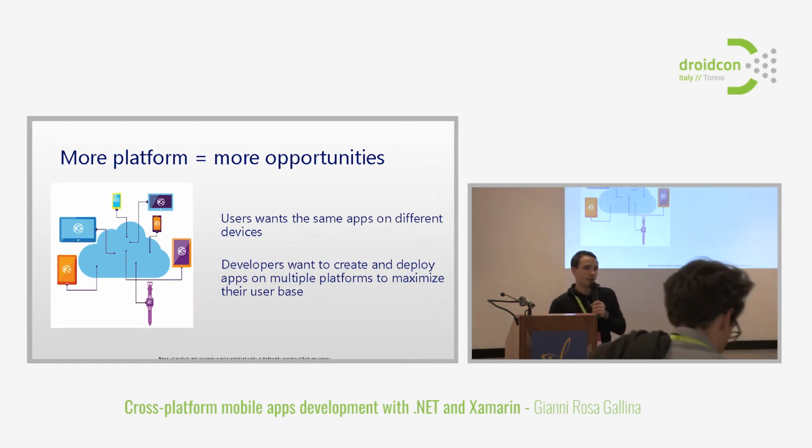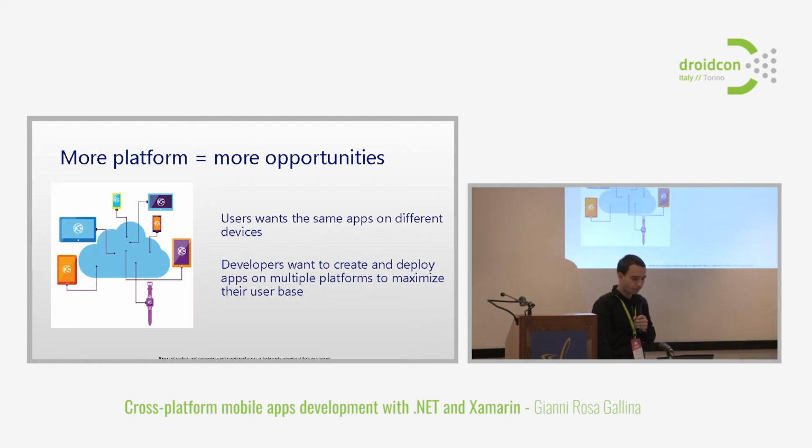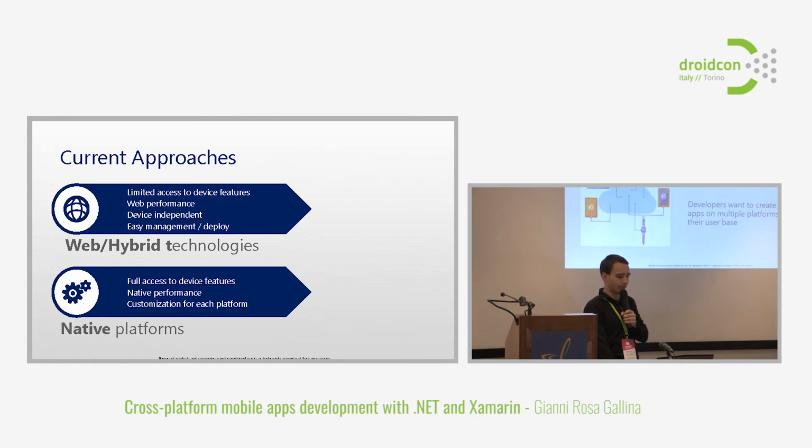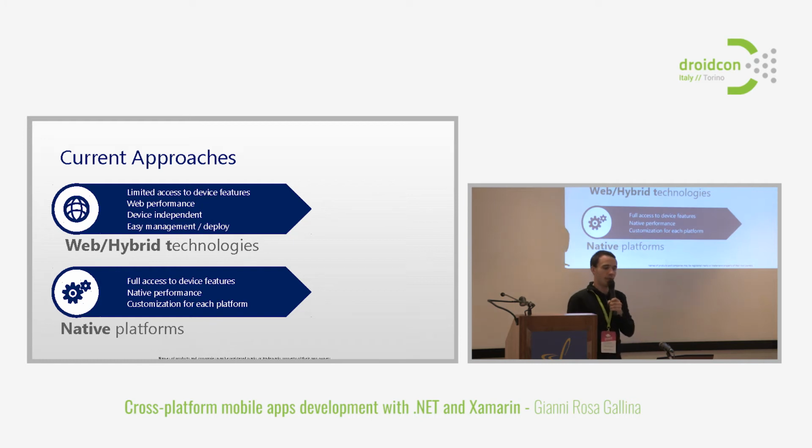More platforms mean more opportunities, instead. Users want the same app on different devices, and developers want to create and deploy their apps to reach the most user base possible. So, how can we obtain that? There are two main current approaches. One is the web hybrid technologies, and the other one is native platforms.